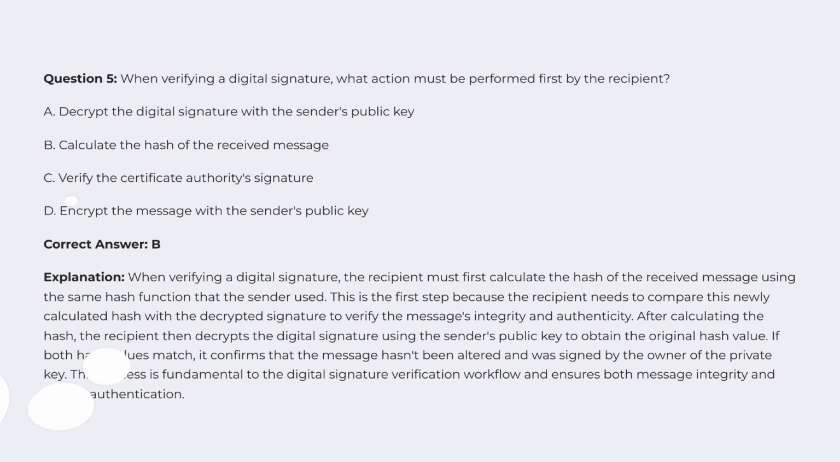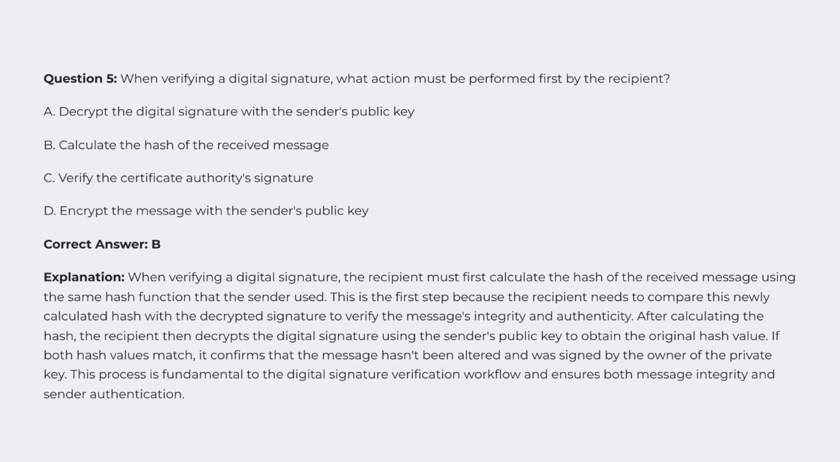Correct answer: B. Explanation. When verifying a digital signature, the recipient must first calculate the hash of the received message using the same hash function that the sender used. This is the first step because the recipient needs to compare this newly calculated hash with the decrypted signature to verify the message's integrity and authenticity.